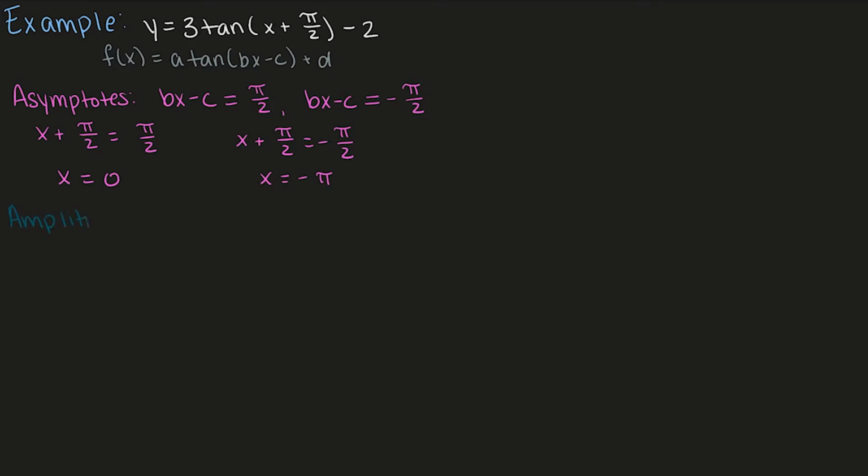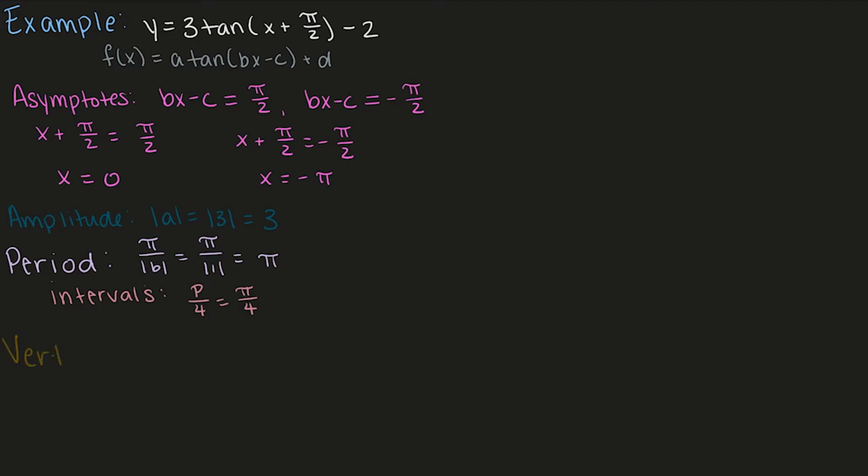The amplitude is the absolute value of a, which is the absolute value of 3, and that's 3. Our period is pi over the absolute value of b, which is pi over the absolute value of 1, and that's equal to pi. So to find our intervals, we will divide our period by 4, and we get that our intervals are pi over 4. Last, the vertical shift is d equals negative 2.